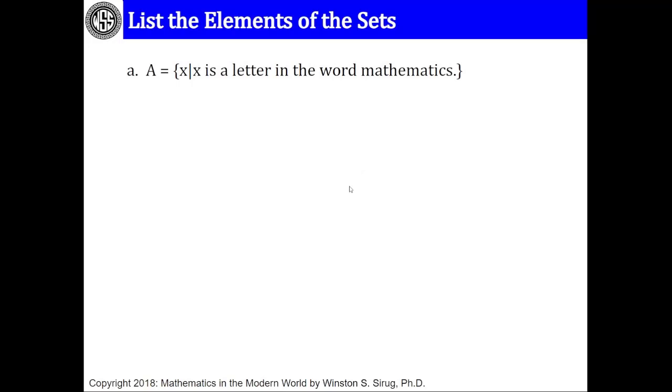A is equal to set of M, A, T, H, E, M, A, T, I, C, S. Ayan, pero mind you, pag nag-ulit, halimbawa, may M. Ayan. So, pero tama din yung sagot mo. Isulat mo lahat. Okay rin yon. So, answer is this one.